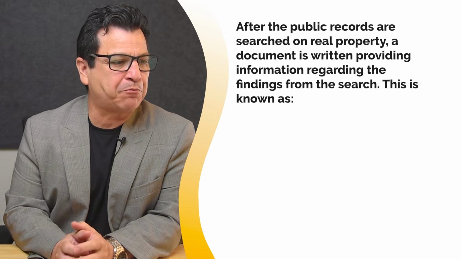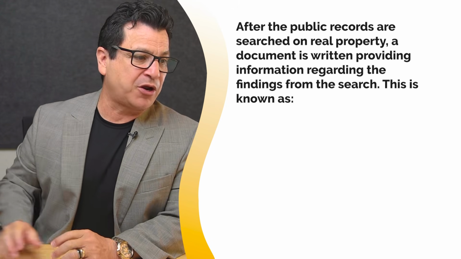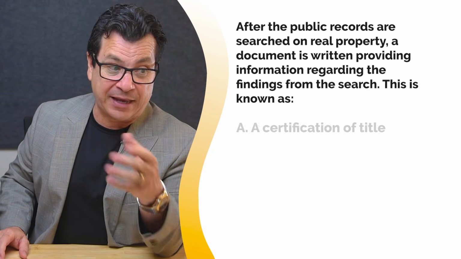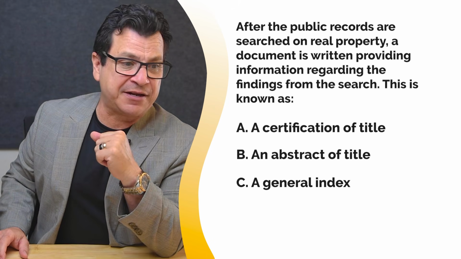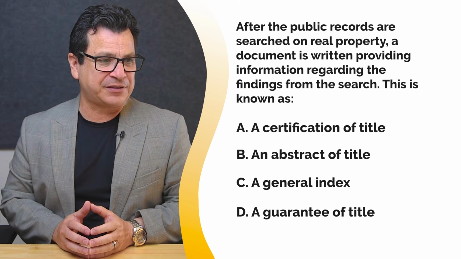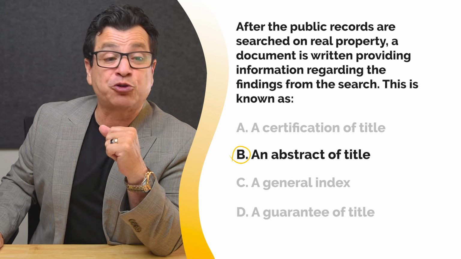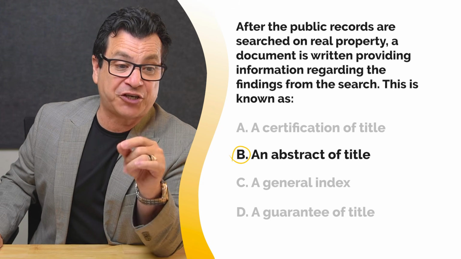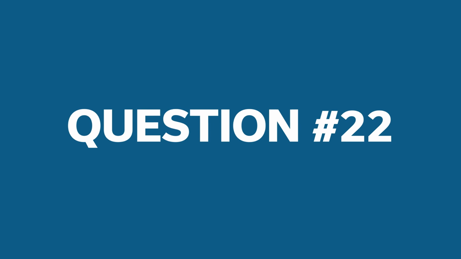Here's the question. After the public records are searched on a real property, a document is written providing information regarding the findings from that search. This is known as A, certificate of title, B, an abstract of title, C, a general index, or D, a guarantee of title. The answer is B, an abstract of title. Explanation: an abstract of title is a summary of the information searched in public records. It provides information on the chain of title. Got it? Fantastic. Let's go to the next one.